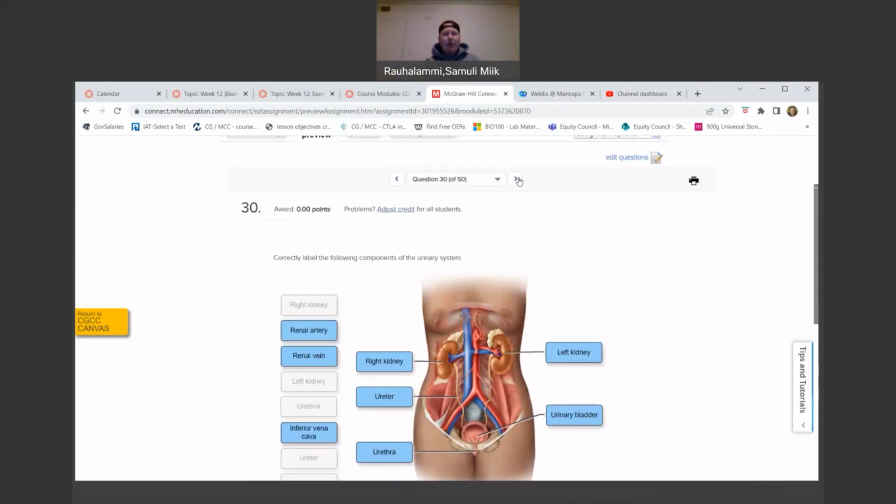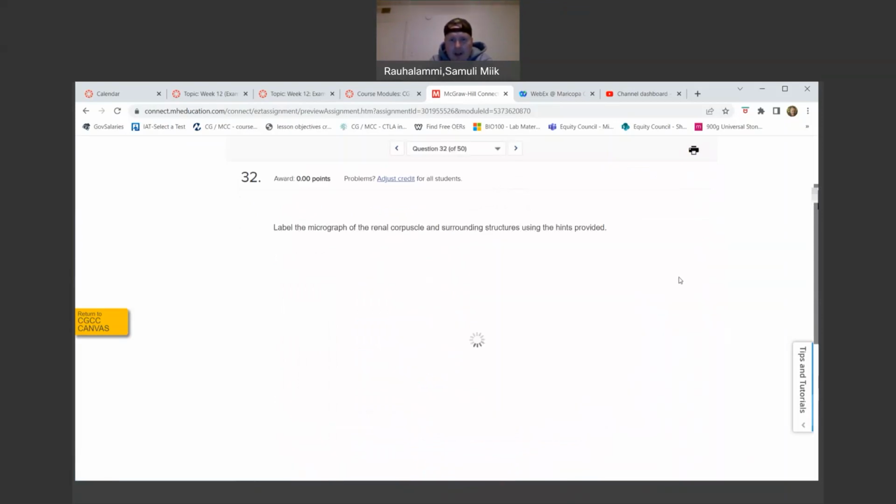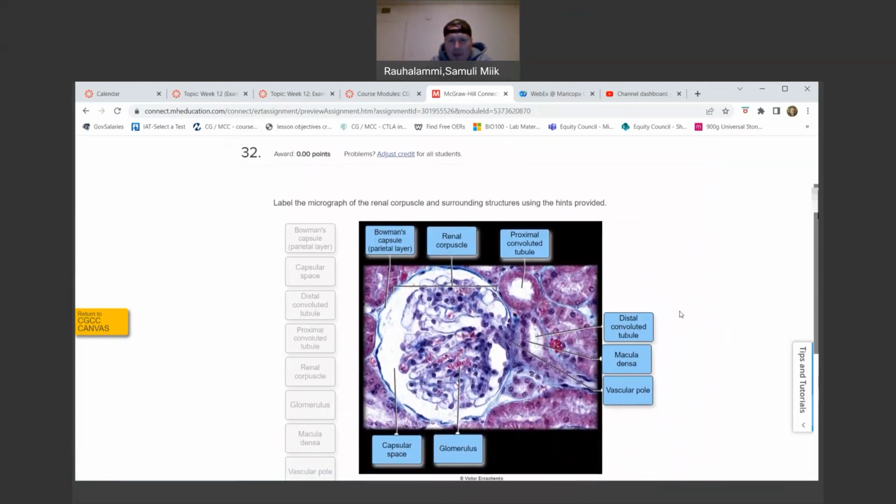Let's continue our review a little bit further and see what else we can see. So here we're seeing connecting the kidney to the bladder, our ureter, and in this case, it's going to be the left ureter. Let's continue onwards. We're seeing here a little bit of a microscopy of the renal corpuscle.